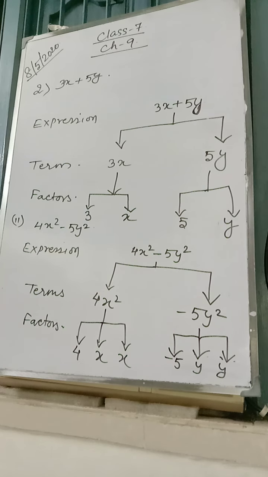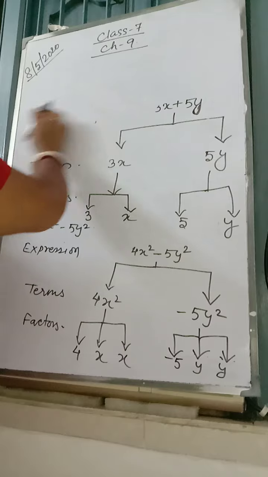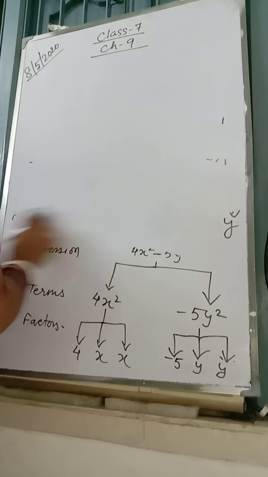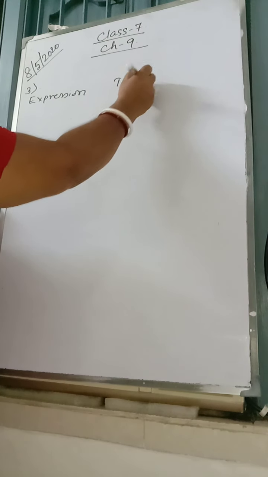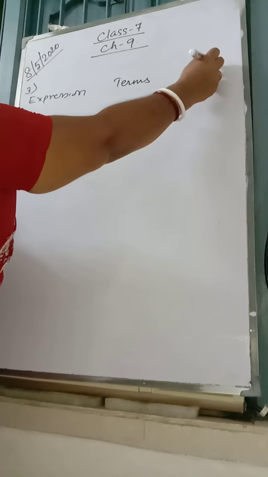Okay. Question number 3. Identify terms and factors in the following expressions. Now this also you write in the copy. Better it would be if you write it in the copy. Here we'll make columns so that it will be easier to write the things. Question number 3. Here you write expression. Here you write terms. And here you write factors. Clear?